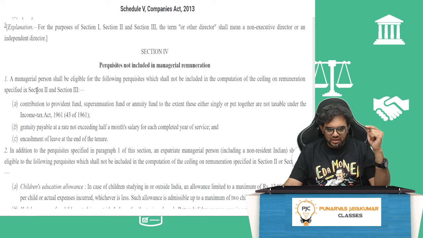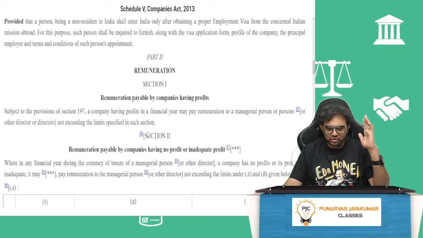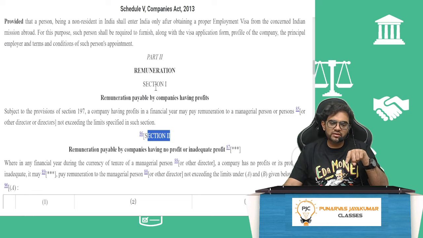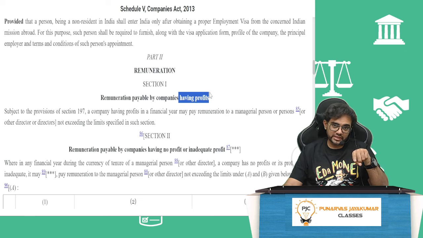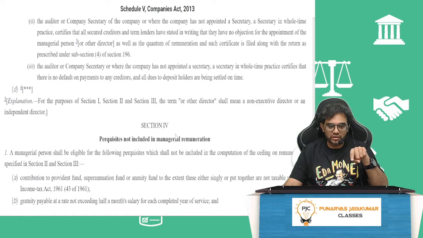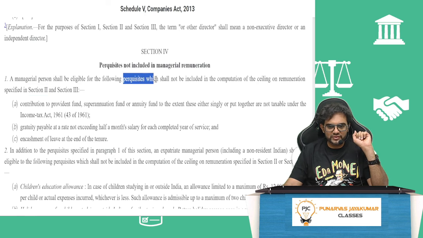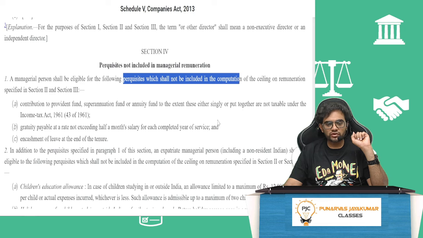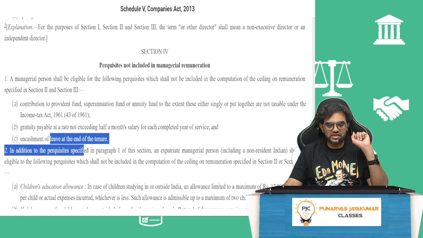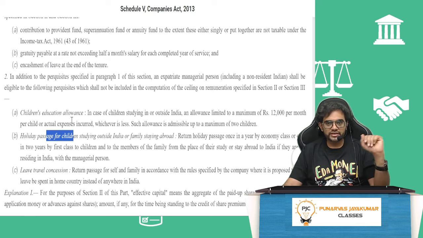See here. If a person is getting remuneration under section 2 and section 3, what did we just read now? Section 2 is loss making company. Section 1 is profit making company. And this dialogue is only applicable for section 2, which means for loss making company. For loss making company, the following perquisites will not be included in the computation. What all perquisites? Gratuity, provident fund, leave encashment. Children's education allowance, LTC, holiday passage will not be included.